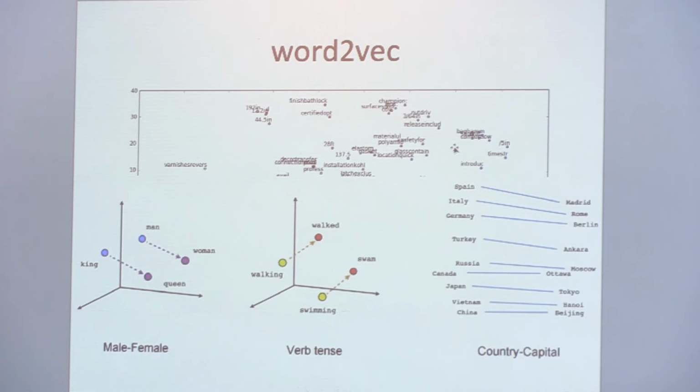But what's really interesting about Word2Vec that's different to the other ones is that you can start doing vector arithmetic, vector addition and subtraction with these vectors in the space. So woman minus man is the same as queen minus king, or verb tense, so walking is to walked as swimming is to swam. Country capitals will start coming out.